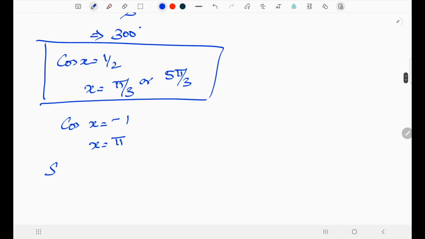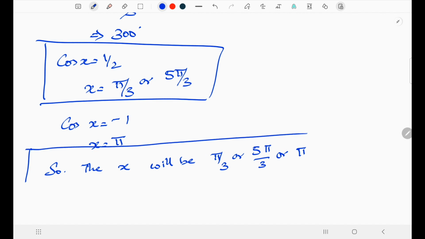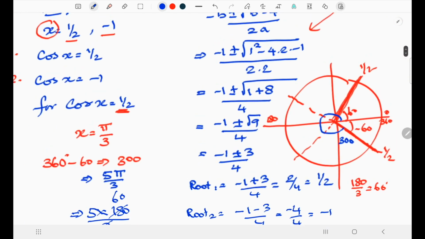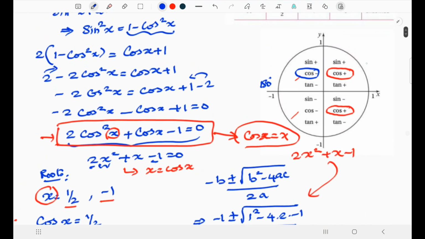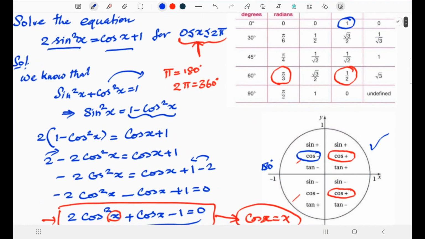So x will be pi by 3 or 5 pi by 3 or pi. So this is the value for x we have found. To solve this one, you need to keep remembering the values under the table.